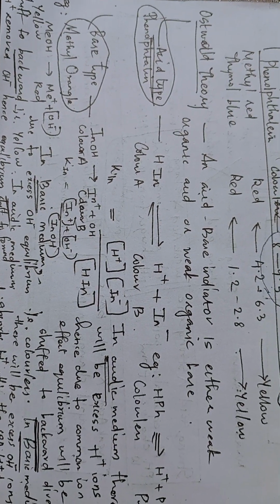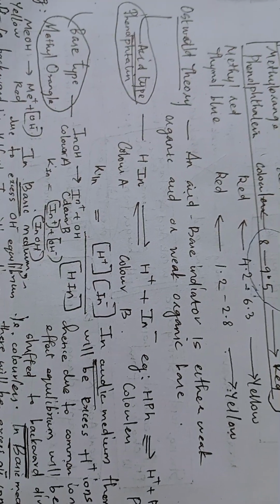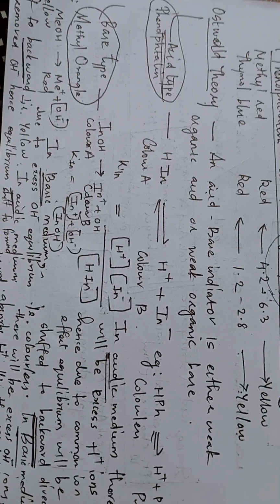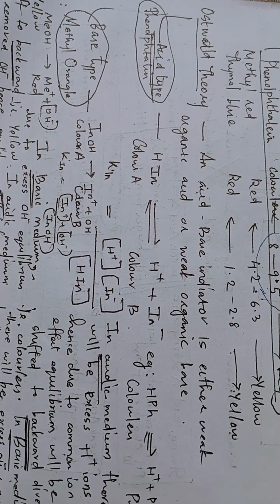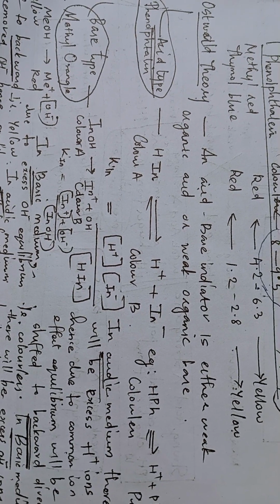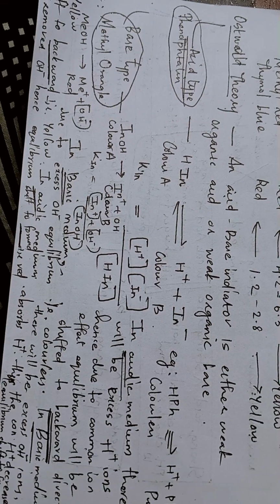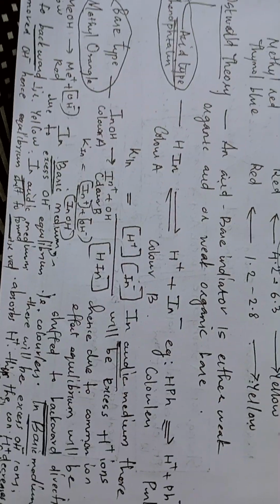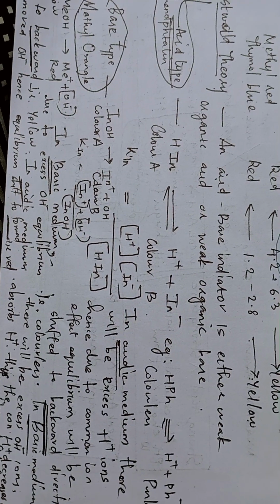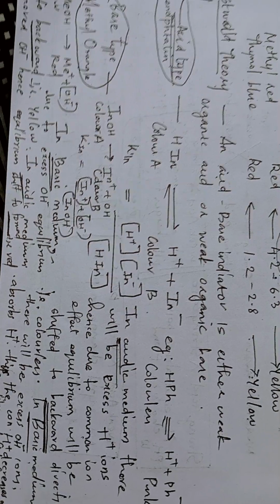An acid base indicator is either a weak organic acid or a weak organic base. Acid type is phenolphthalein. The equation is represented there. Then base type is methyl orange. Here also the equation is given. This is just a note of what we have discussed so far.